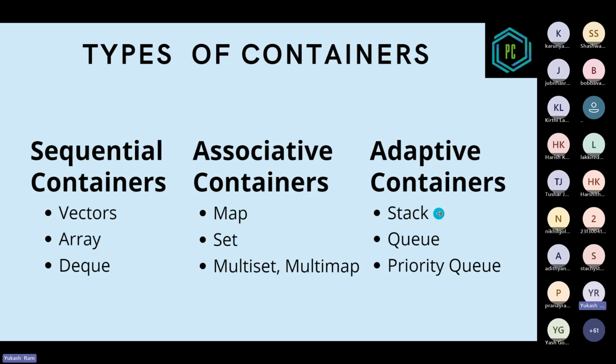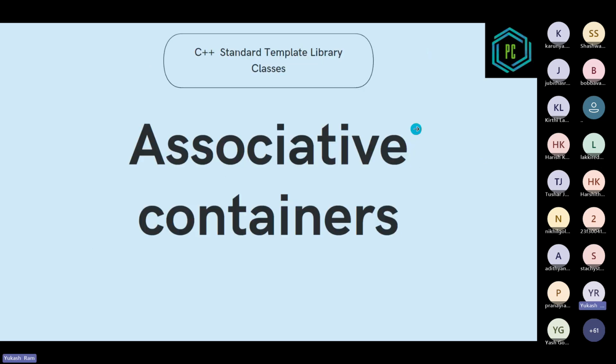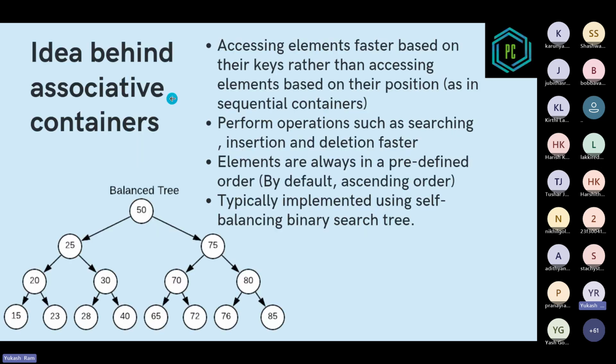And adaptive containers, they don't store the data exactly like a container, but they are built over these sequential and associative containers. Stack and queue, which were discussed in the previous session, and priority queue, which we'll be discussing in this session. So let's see about the associative containers. One thing is that these associative containers are in the C++ standard template library. Before going into what the associative containers are, let me tell you what the idea behind these things is.